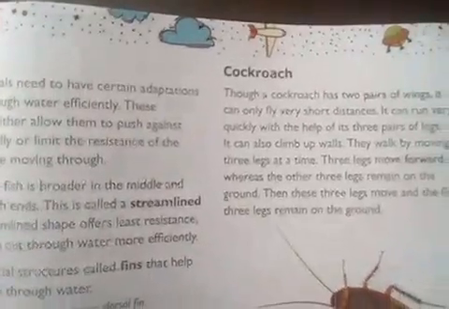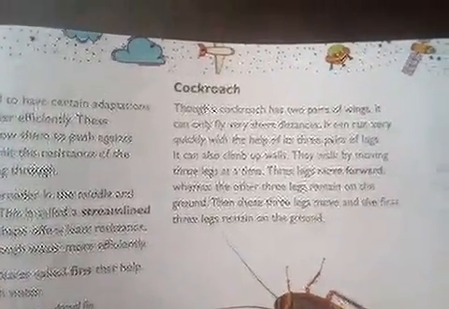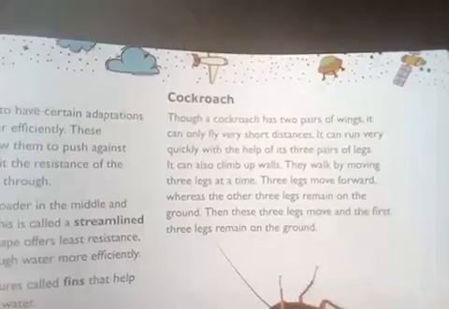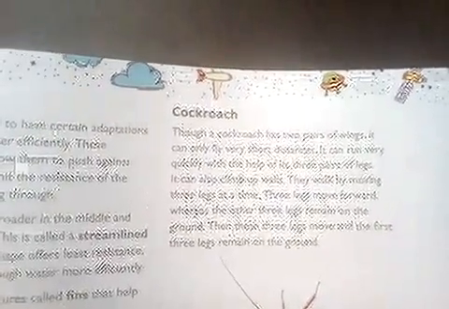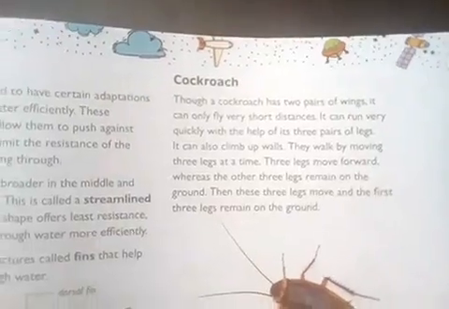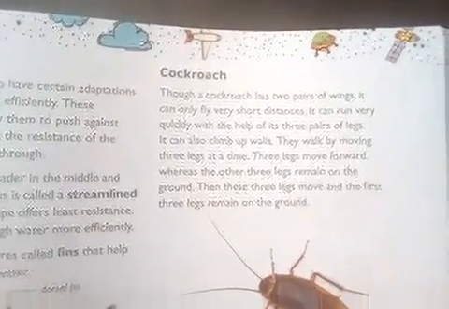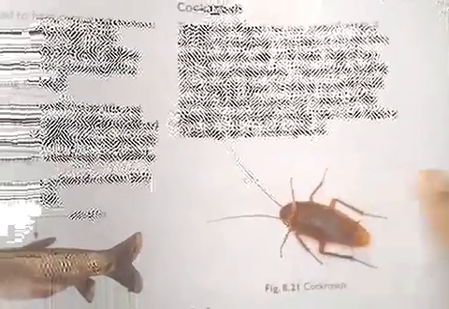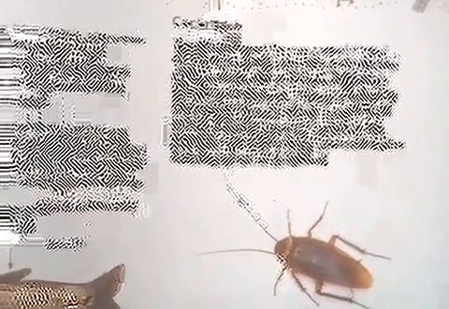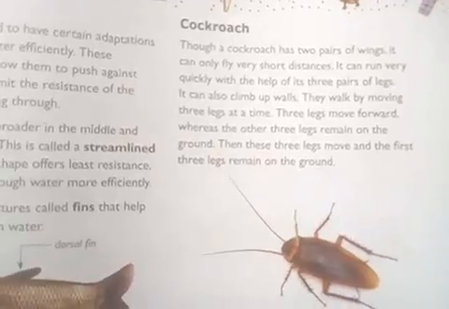Next one which we have is the cockroach. Cockroaches do have pairs of wings, but they usually don't fly very much. If they are flying, they just fly for a very short distance, unlike other insects. Now the unique property of the cockroach is that it has three pairs of legs. Like you can see out here, six legs. That's why they are able to run very fast.